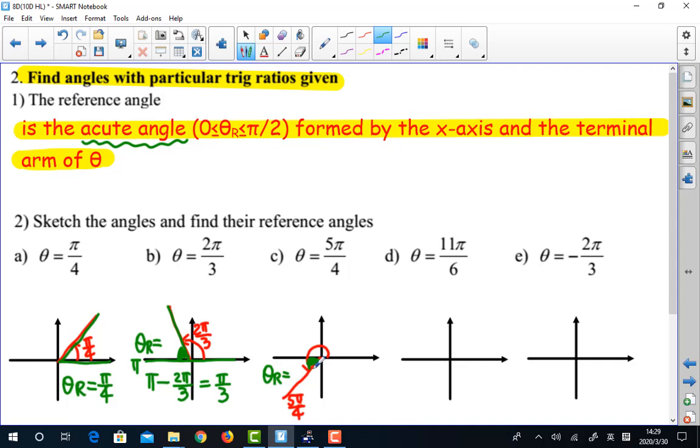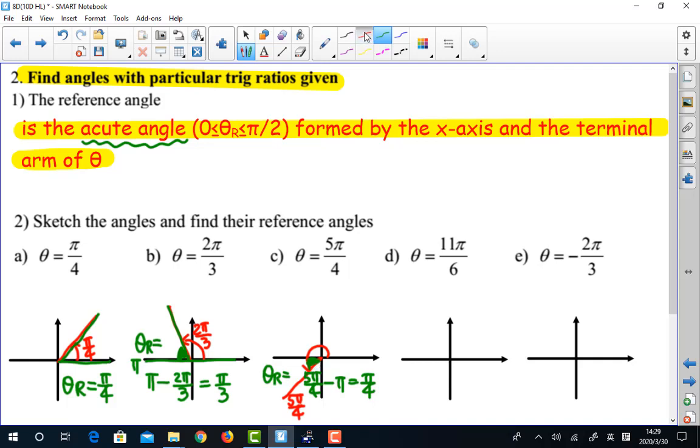But how can we find the reference angle mathematically? I can use this 5 pi over 4 minus pi. So I rotate pi over 4 more than pi to get 5 pi over 4. So this is the reference angle for 5 pi over 4.